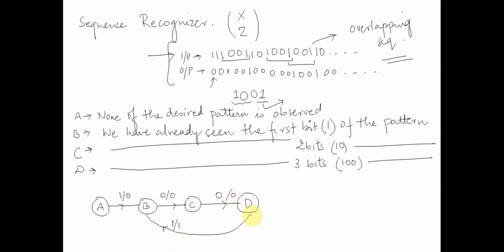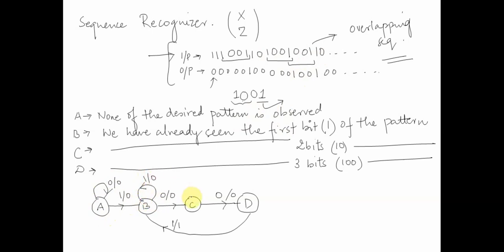The main point over here is D should not go back to A, because A is a state where none of the pattern is observed. If that's the case, we will not be able to identify the overlapping sequence. Now what happens if we are in A and we get a 0, right? We stay in the same state with 0 output. What happens if we are in B and 1 comes? We stay back in B with 0 output.